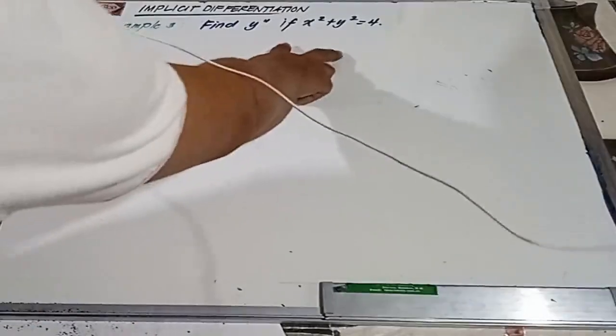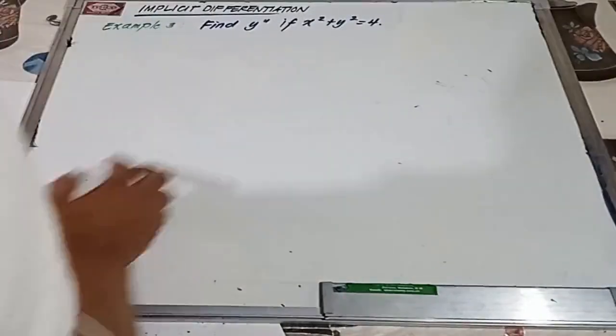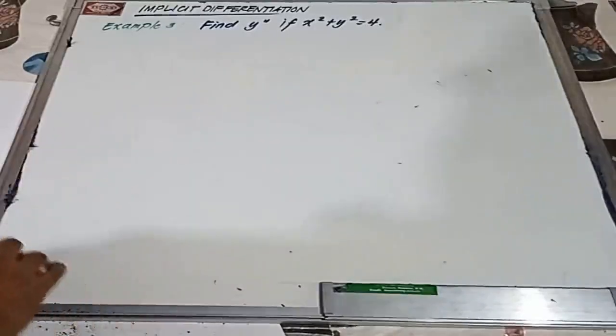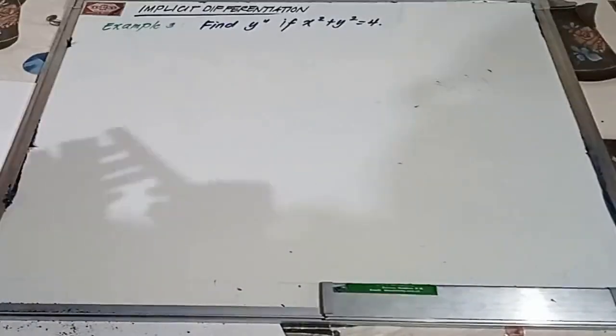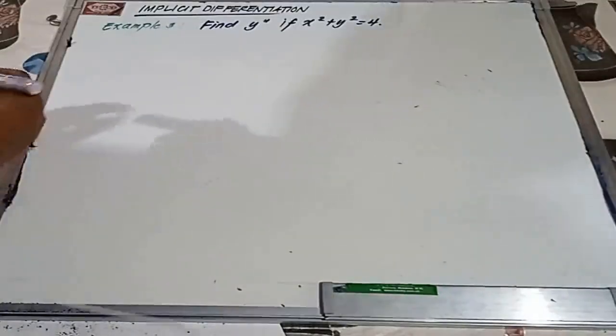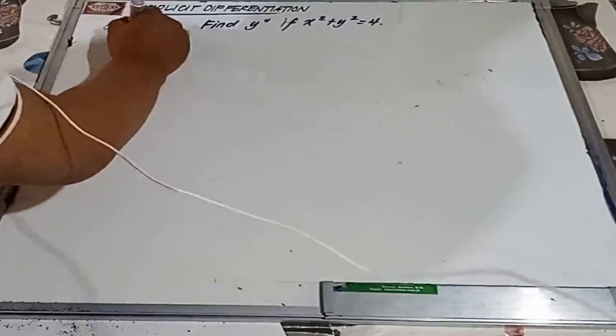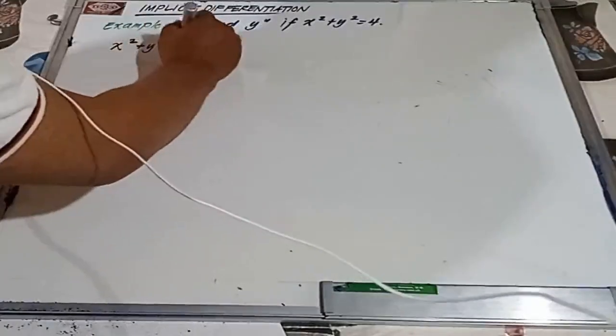Again, this is written implicitly. Si y is implicitly a function of x. So, implicit differentiation gagamitin natin. Hindi ko na kukunin yung explicit form niya. Okay? Kunin muna natin yung first derivative of the function. So, we have x squared plus y squared equals 4.